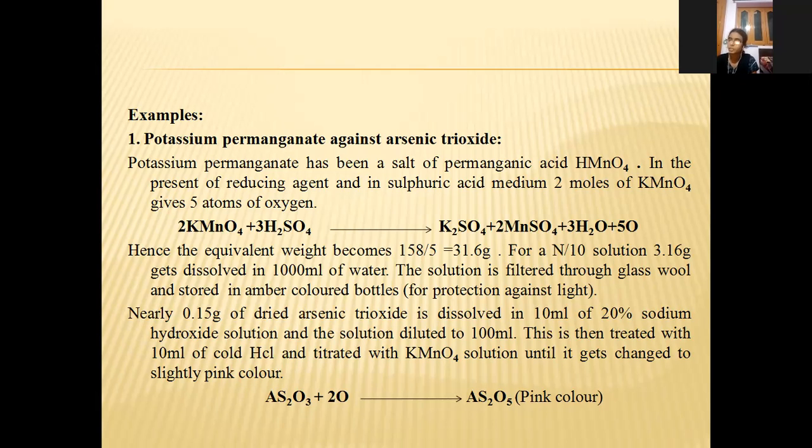If you see the reaction here, As2O3 is arsenic trioxide. Trioxide means three oxygen atoms are there. When arsenic trioxide reacts with two oxygen atoms, we get arsenic pentoxide. These two oxygen atoms combine to form arsenic pentoxide.